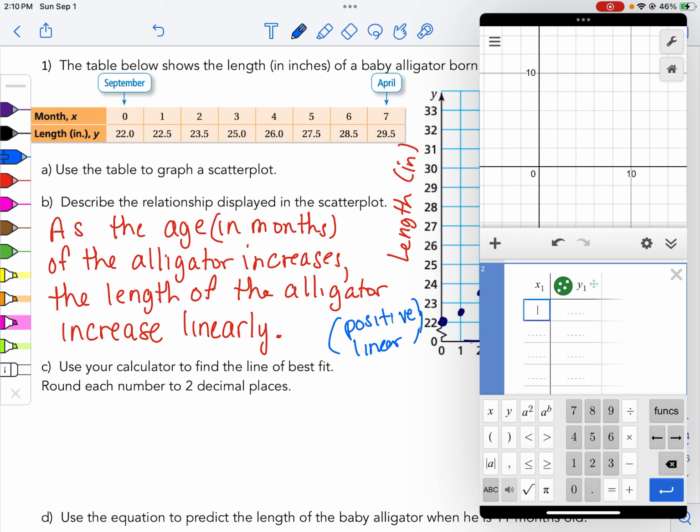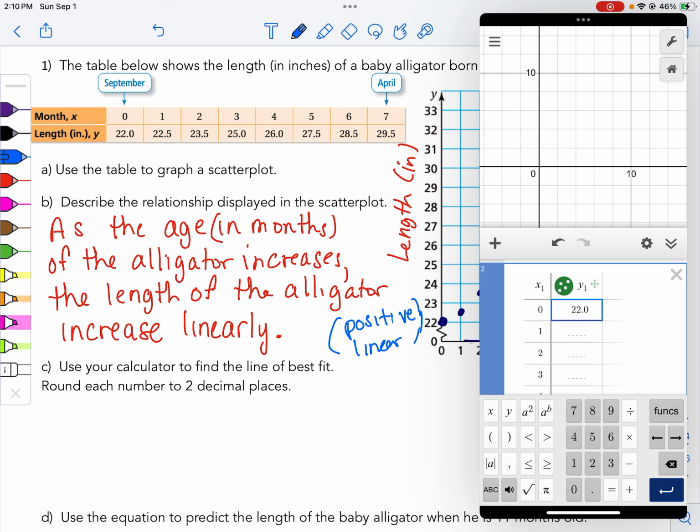All right, if your table is clear, now we need to type in the values. So the x values are the months, so those are easy to type in. It just goes 0 all the way up to 7. So 0, 1, 2, 3, 4, 5, 6, and 7. Don't go so fast that you make a mistake, but that's easy to type in. 1, 2, 3, 4, 5, 6, 7. Double check those.